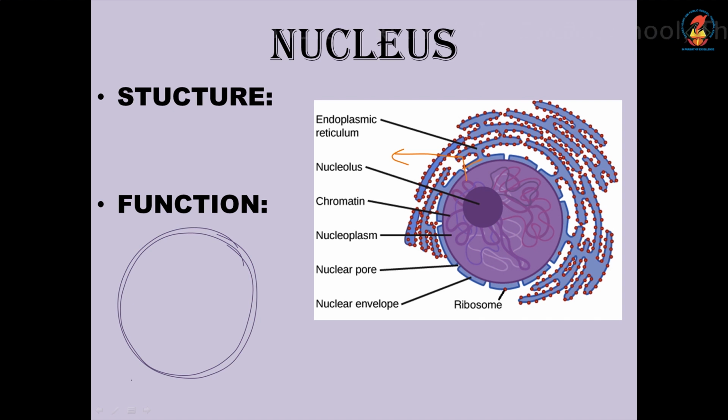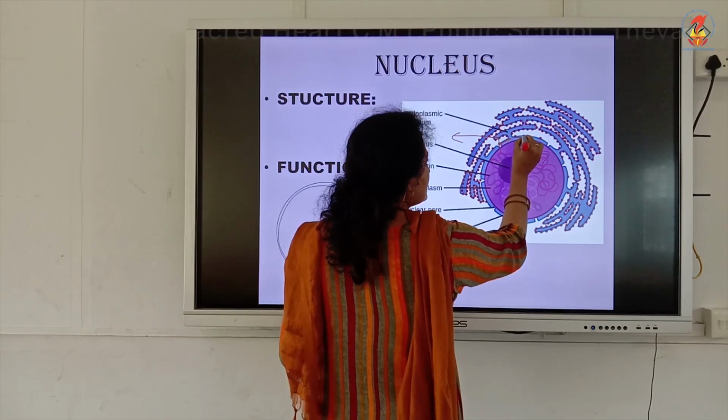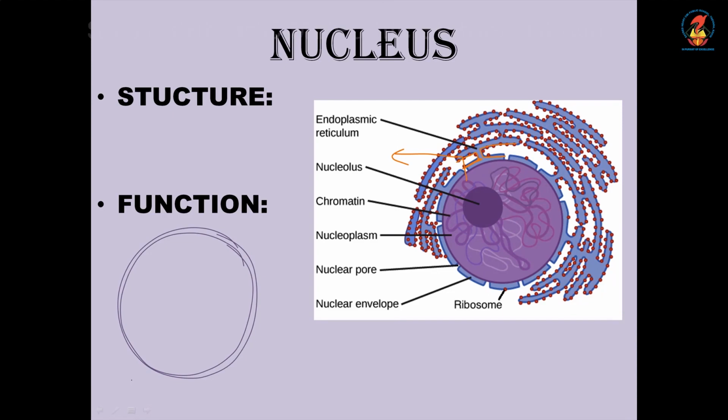Now look at the outer membrane. If I'm highlighting the outer membrane, the outer membrane is in continuation with the endoplasmic reticulum. See, what we see extra is the endoplasmic reticulum. So the outer membrane is in continuation with the endoplasmic reticulum and attached with ribosomes. Because they are in continuity with the endoplasmic reticulum, like the endoplasmic reticulum, they are attached with ribosomes. And look at the inner membrane, it is smooth. Clear? So that's about the membrane, and those pores are called the nuclear pores.